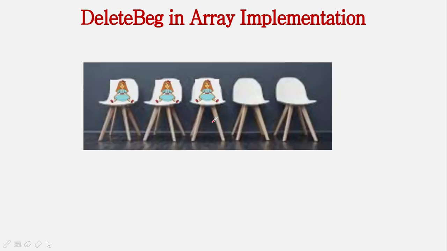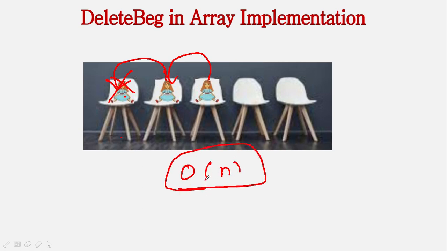Now let us map this delete beginning to our analogy. If there are 3 people sitting inside the room and the first person has to move out of the room, as per the rule, if there are 2 people, they have to occupy the first 2 seats. So the second person will come and sit in the first chair and the third person will come and sit in the second chair. This has to happen. So when you look at the complexity of this operation, if there are n people, then it depends on the number of elements. So the complexity of this algorithm will be big O of n.